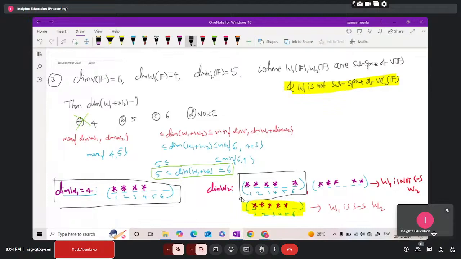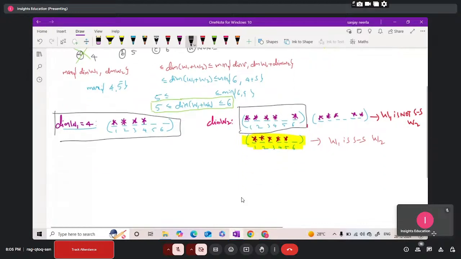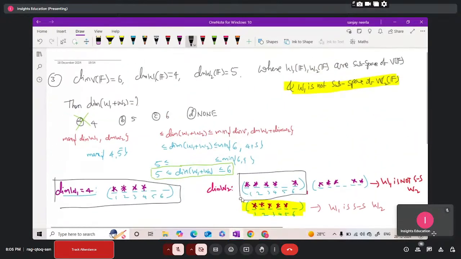Yes, sir. If W1 is the subspace of W2, definitely the linear sum must be 5. And if it is not a subspace, obviously we get 6. Clear? That is the condition. Now, what is the correct answer? 6, sir. అర్థమైందా అండి? సో ఆన్సర్ 6 only. Clear now?